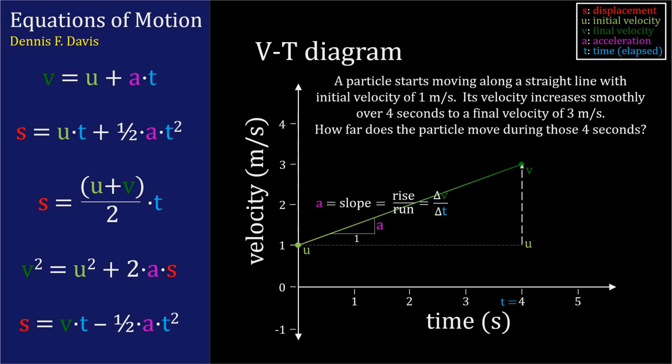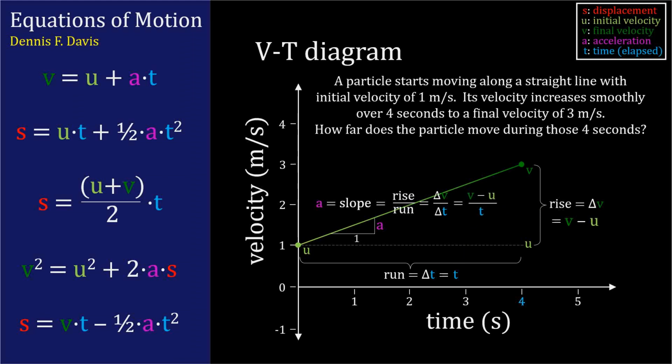Its length is this distance, dark green final velocity v, minus this distance, pale green initial velocity u. So delta v is v minus u. That makes sense. The change in velocity is the final velocity minus the initial velocity. The horizontal run is delta t, this distance. Since we're starting at time t equals 0, delta t is quite often simply t, which is the case here. So the acceleration is quantity v minus u divided by t.